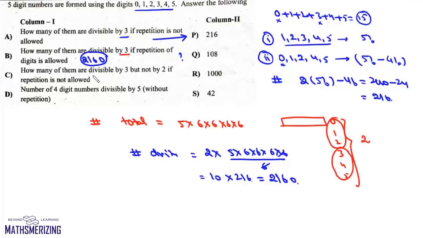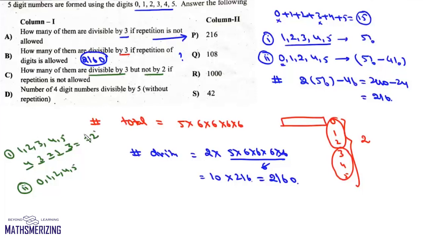Now this third one is how many of them are divisible by 3 but not by 2 if repetition is not allowed. So again we have these two cases: numbers formed by 1, 2, 3, 4, 5, and second, numbers formed by 0, 1, 2, 4 and 5. Now it should not be an even number. So for this 5-digit number, for the last place we have 3 options, and then it will be 4, 3, 2, 1, which is 24 into 3, and that is 72.